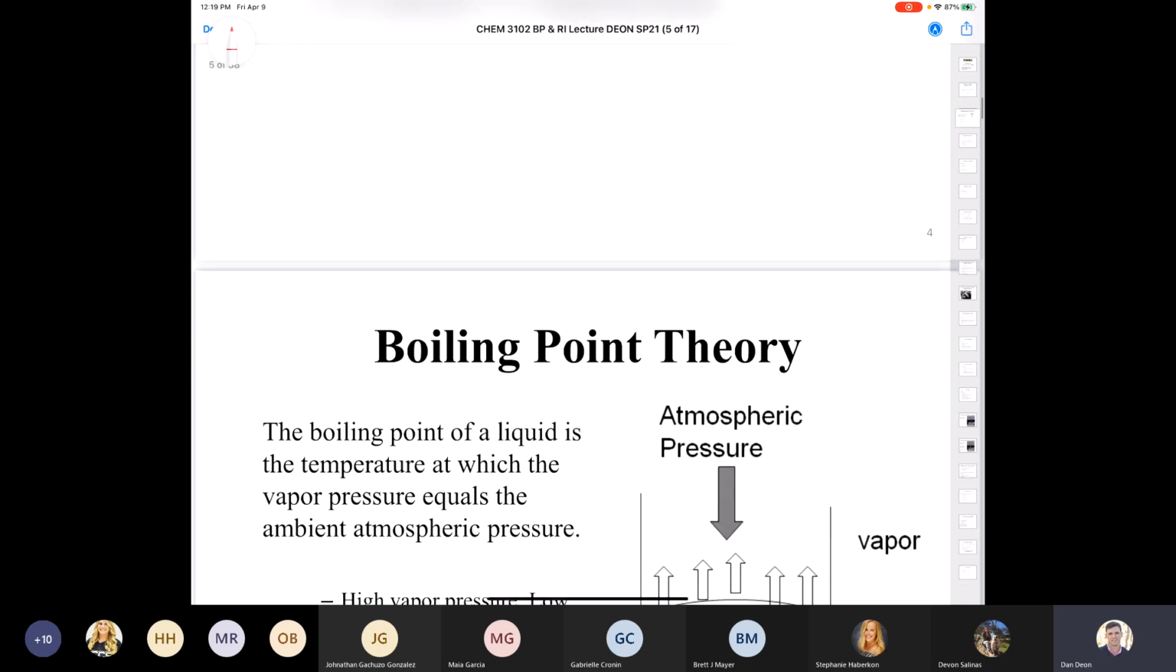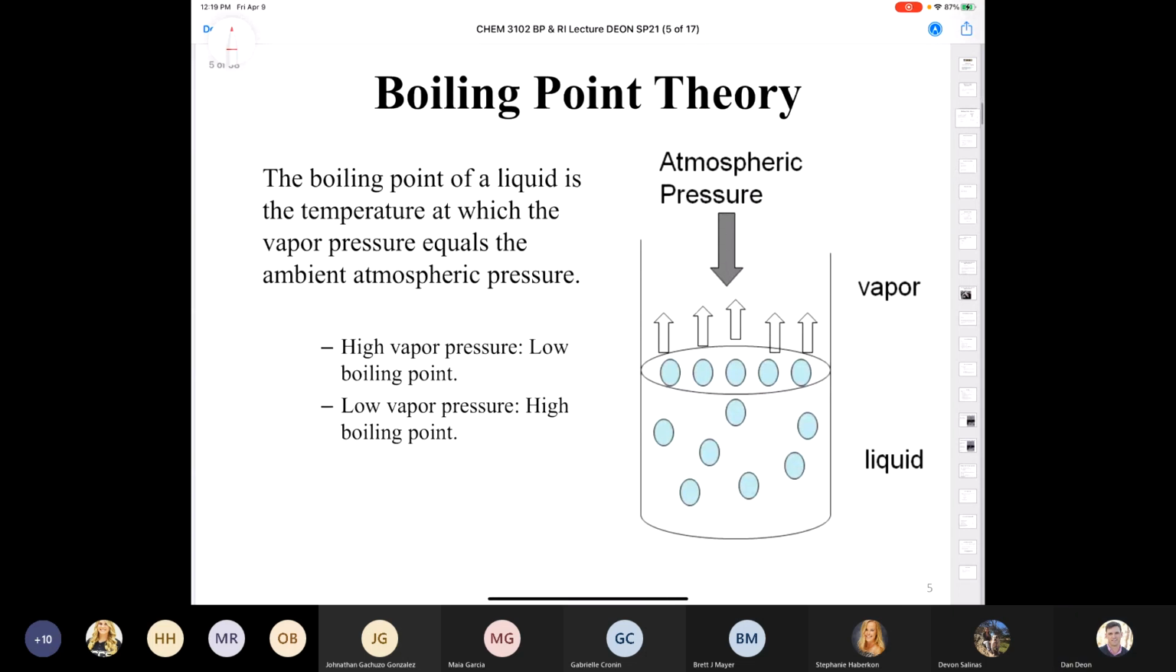Well, what is boiling point? The boiling point of a liquid is the temperature at which the vapor pressure is equal to atmospheric pressure. Now, if we think about a liquid down here in our beaker, we know that the liquid is going to evaporate a little bit. Let's say we're talking about water. If you put a glass of water out on a table overnight, and then you came back and looked at the level of the water, what would happen? The level of the water would decrease.